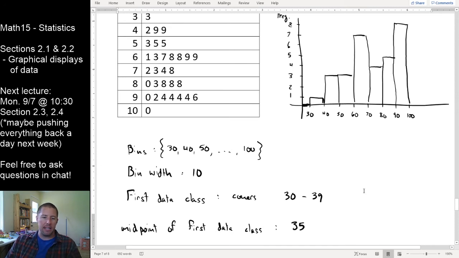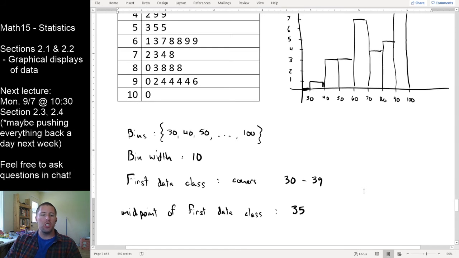So a data class is a category, right? So when you see the word class, that is just which of the groups we are talking about. The first data class in this case had a lower bound of 30 and an upper bound of 39. 39 is the biggest you could be and still fall into the first data class associated with this histogram. 35, if we were to draw this differently, would probably be where the tick mark should be at the center of that histogram. And you'll see again, Excel is going to draw these very slightly differently here.